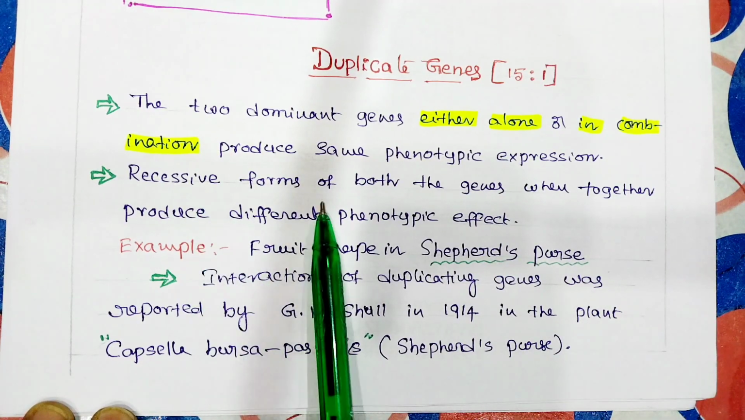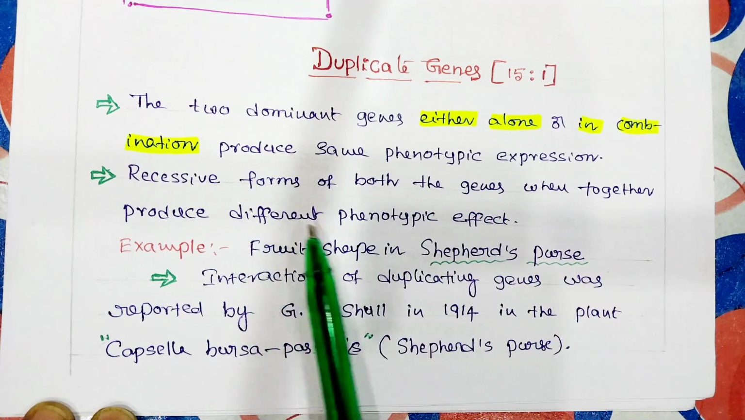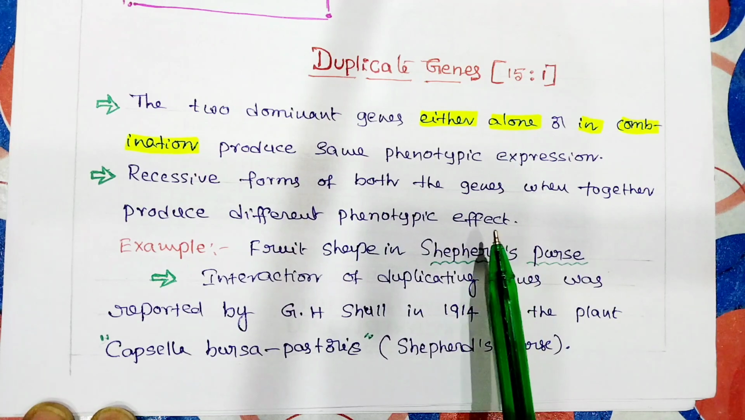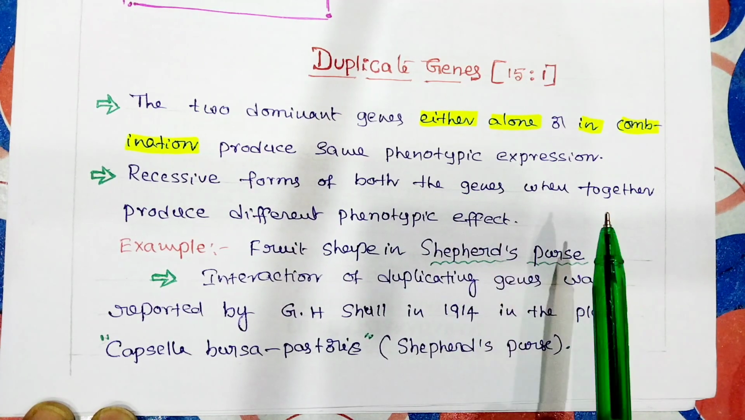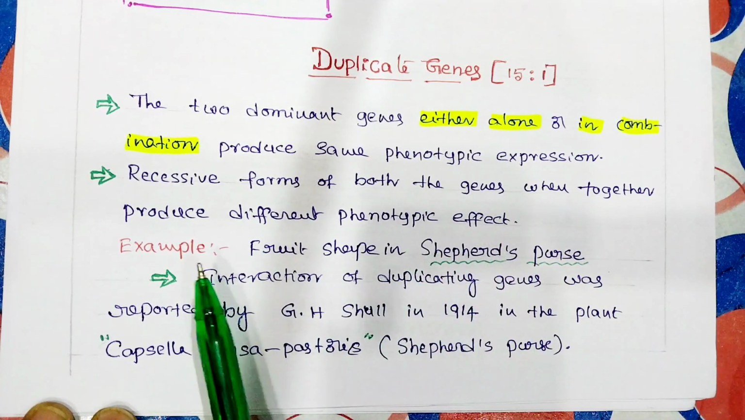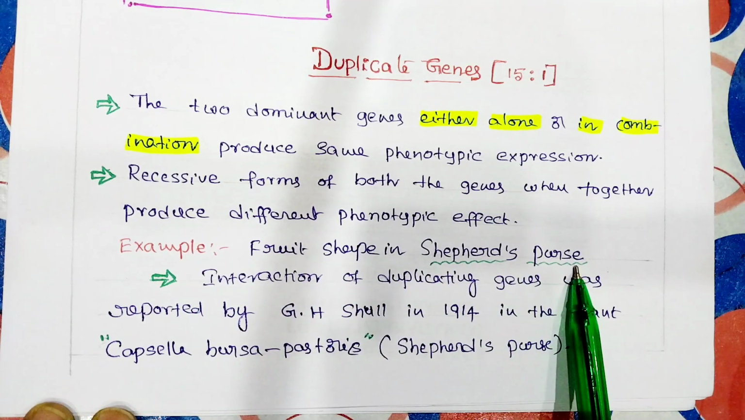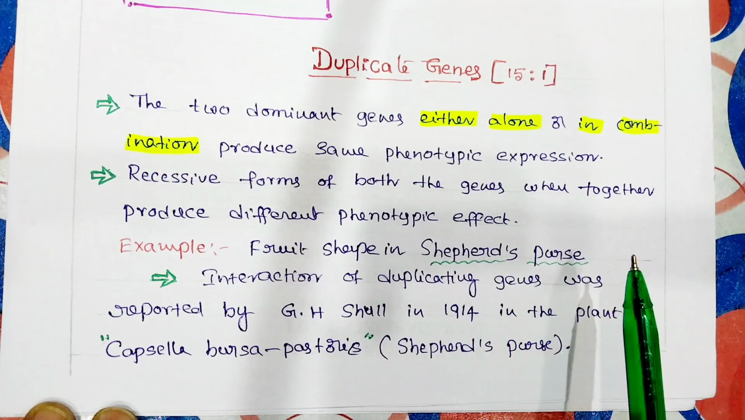The recessive forms of both genes, when together, produce a different phenotypic effect. So small a and small b, when present together, produce a different type of phenotypic effect. Let's see the example for this: fruit shape in shepherd's purse. That is the example for duplicate genes.